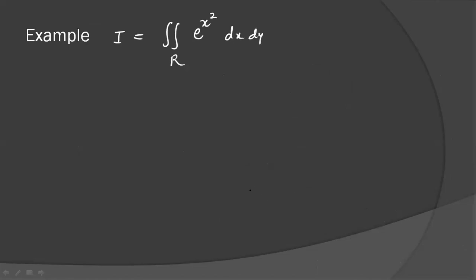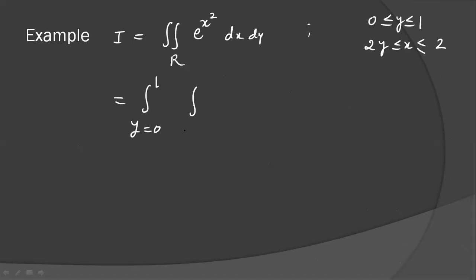Now it's on you how to draw your strip. I am giving you just limits. Y is from 0 to 1, and x is from 2y to 2. Y is from 0 to 1, the constant limit, and the variable limit is 2y to 2, for e to the power x square, dx dy.